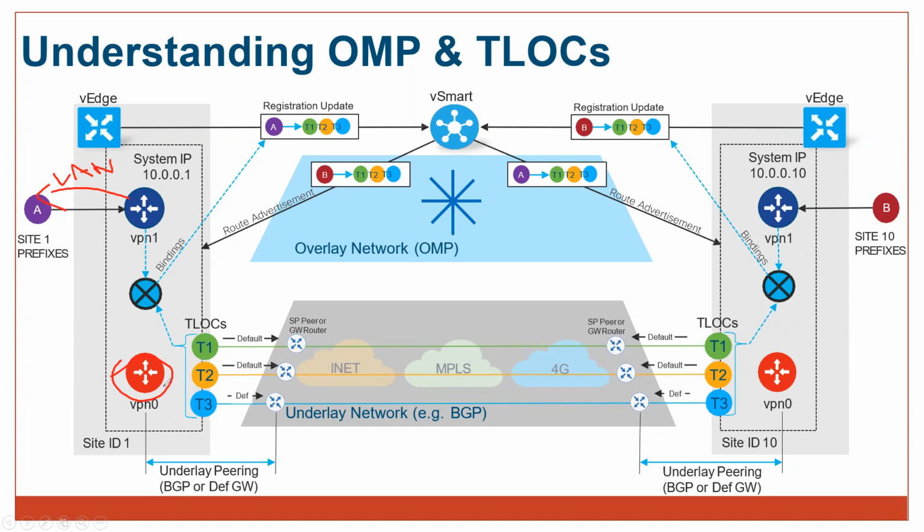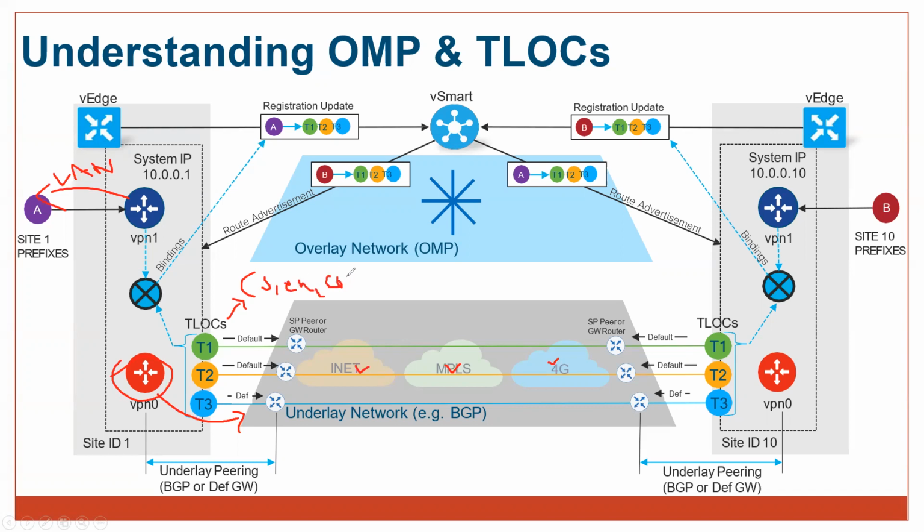So on the ISP side, I have three different ISPs: Internet, MPLS, and 4G, just for an example. Now these T-locks, what are they carrying? Sanjay, what information do we have in a T-lock? Yeah, it carries the system IP, encapsulation, and color.